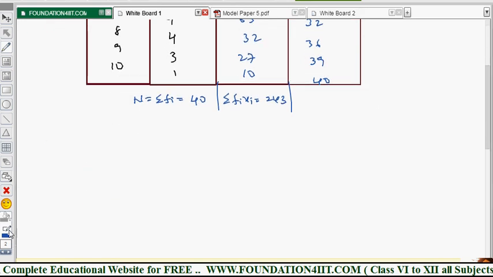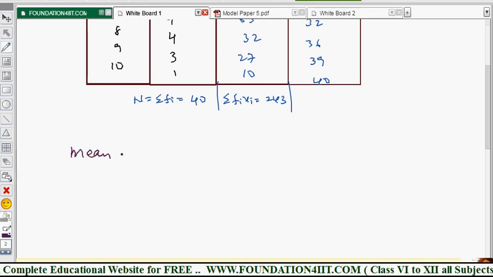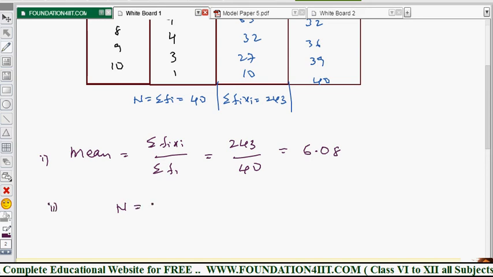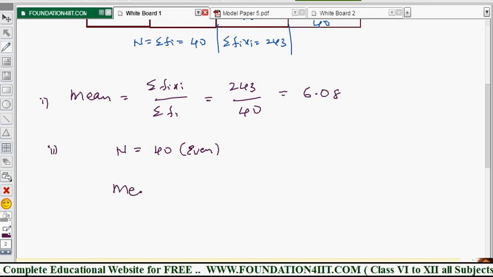If you see the mean formula, you know that first one is mean. That is equal to sigma fi xi by sigma fi. So the direct method: that is 243 by 40. So this is approximately 6.08 we will get just by doing division. To find out the median we need to check the n value. This is the mean, and for the median, here n is equal to 40. So that is an even number.